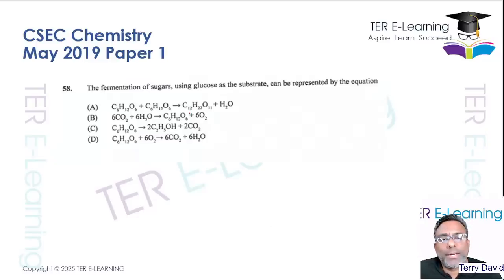Alright, so based on the answers here, when you take a sugar and you ferment it, we expect to get ethanol. When you look at all the answers, only one of them is giving us ethanol. So the answer is going to be C. This is the ethanol here. Only one reaction is actually giving you the ethanol. So that's 58.